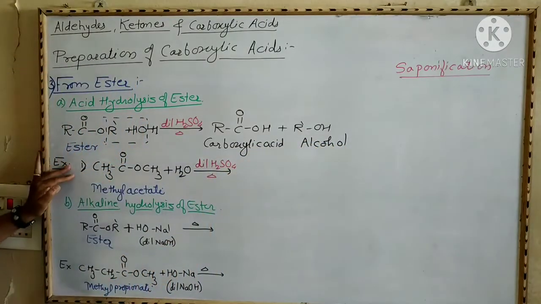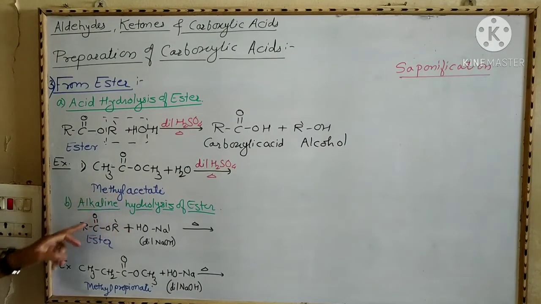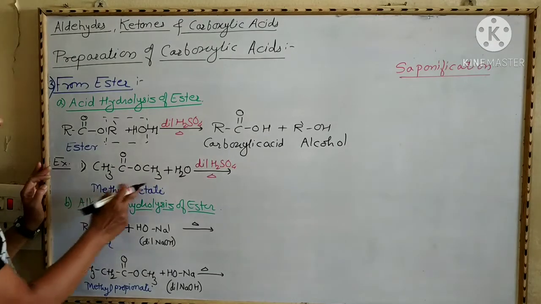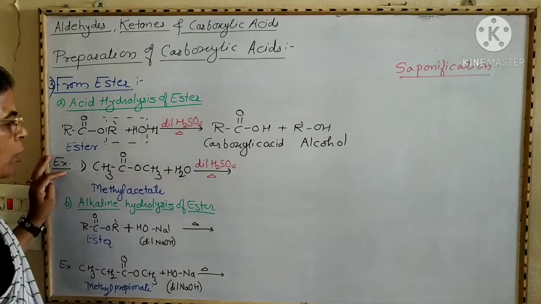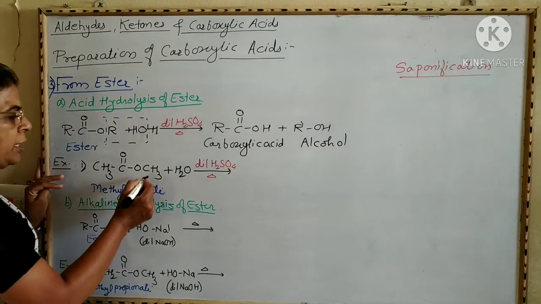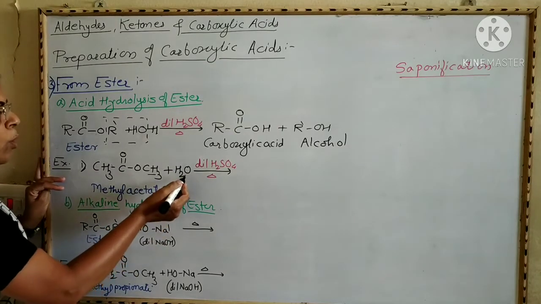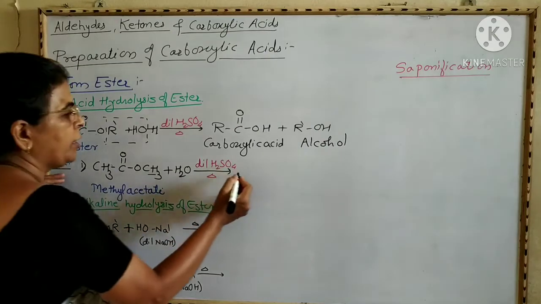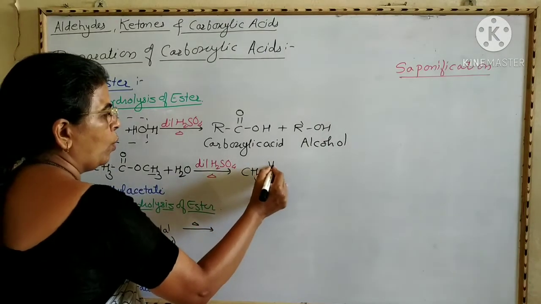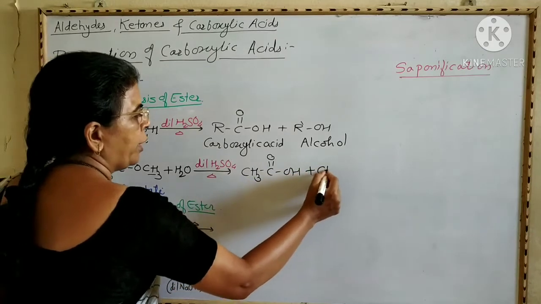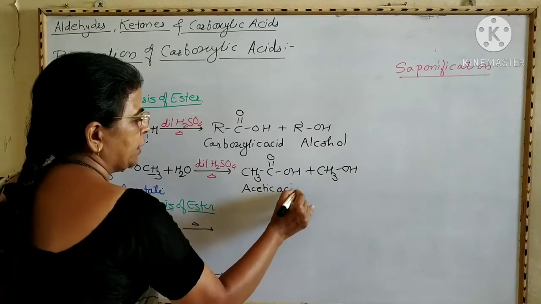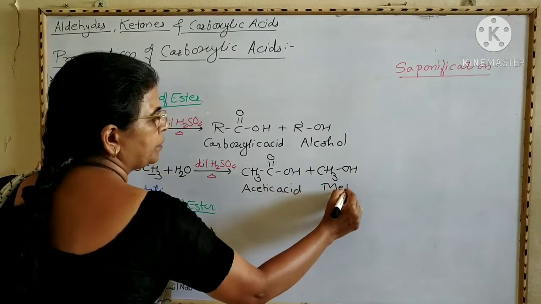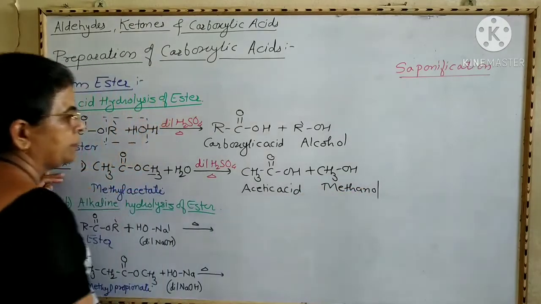For example, this is methyl acetate, CH3COOCH3. Now when it undergoes hydrolysis in the presence of dilute H2SO4, formation of methanol and acetic acid takes place. Here this CH3 gets replaced by this hydrogen atom, and we get CH3COOH plus CH3OH. This is acetic acid or ethanoic acid, and methanol or methyl alcohol is formed.